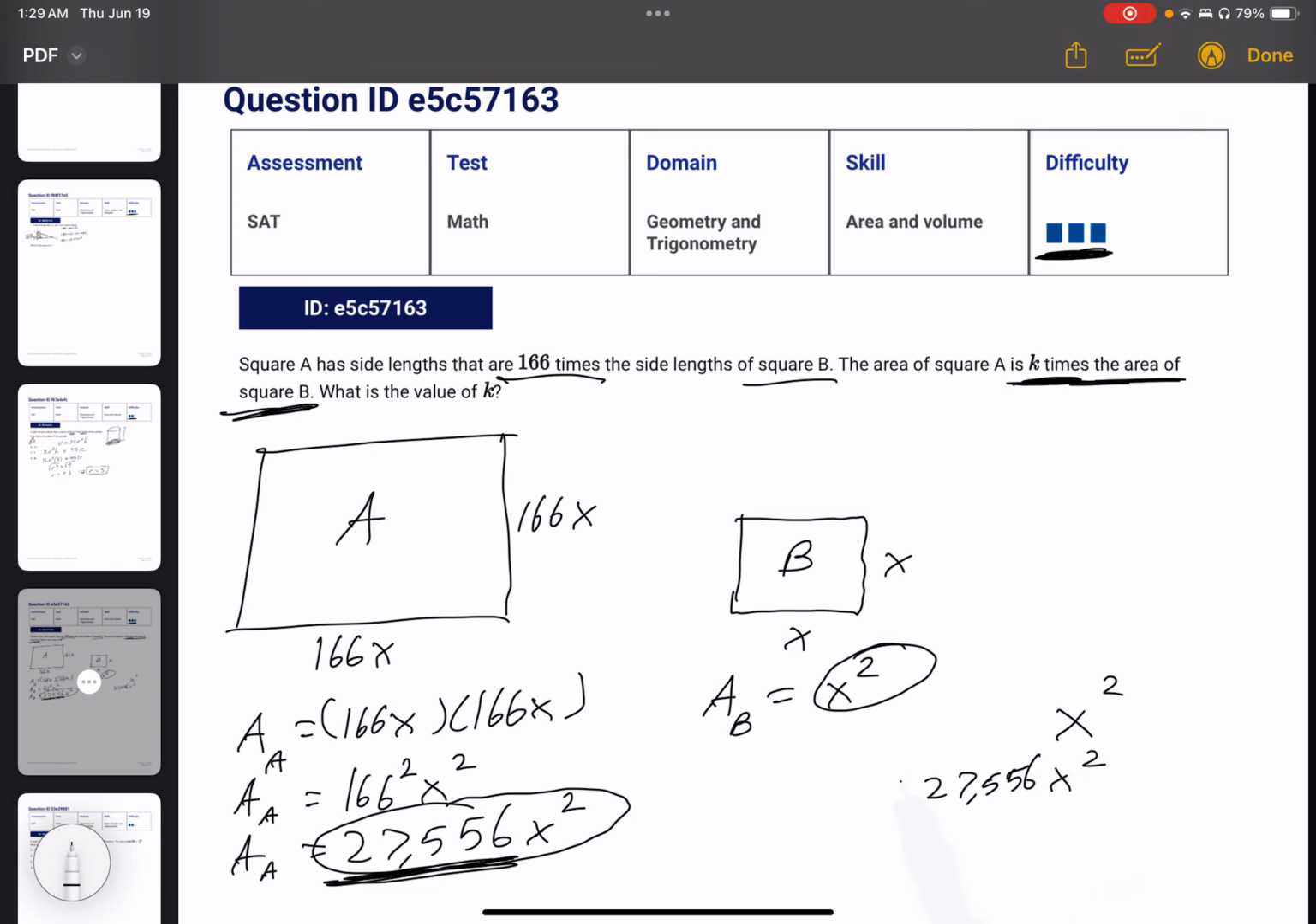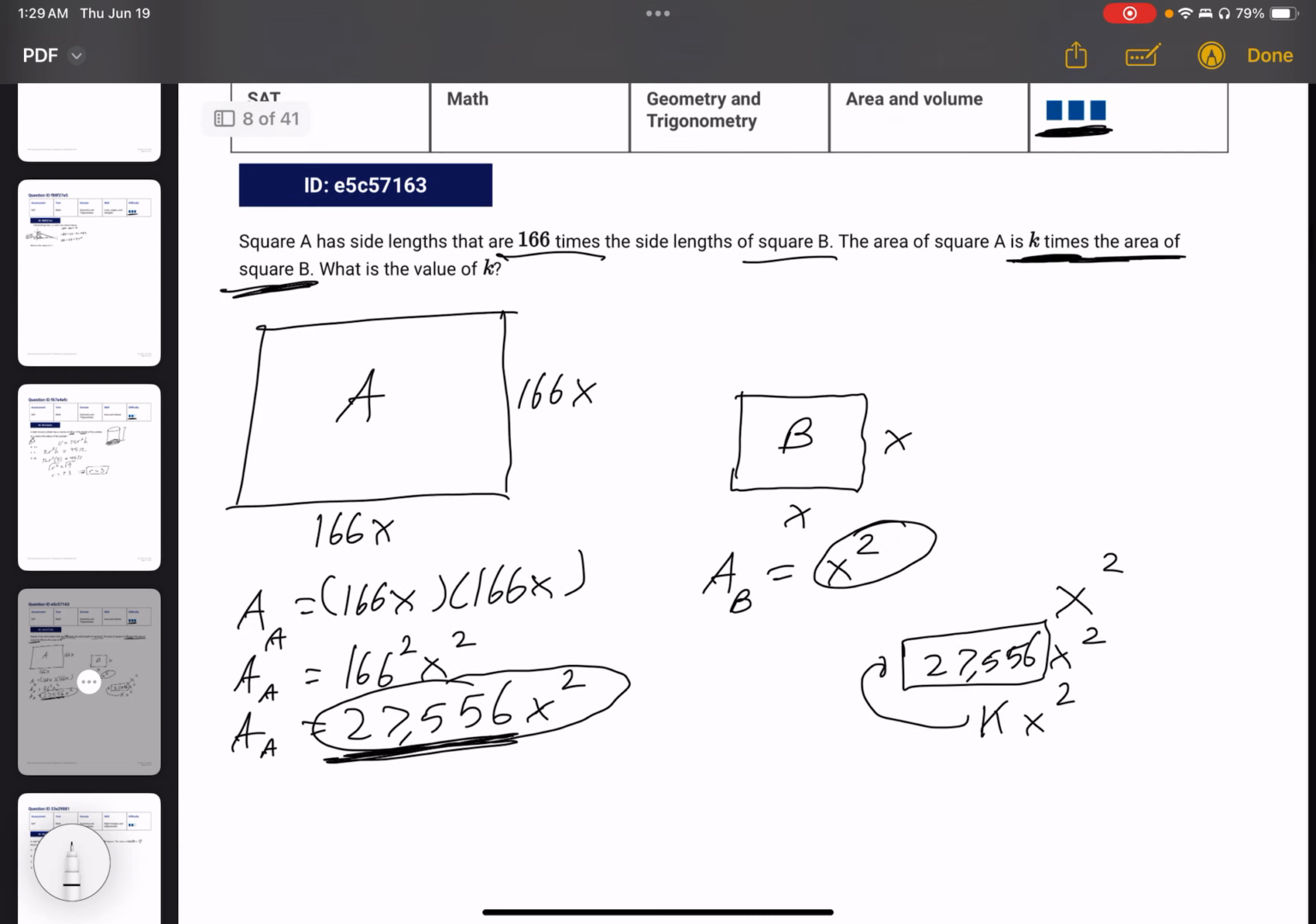This would be k, because in 27,556 x squared, the k is the amount of times larger square A's area is compared to square B. I hope that makes sense. So this would be kx squared, and the value of k is just the value we found, 27,556. So that is your answer.